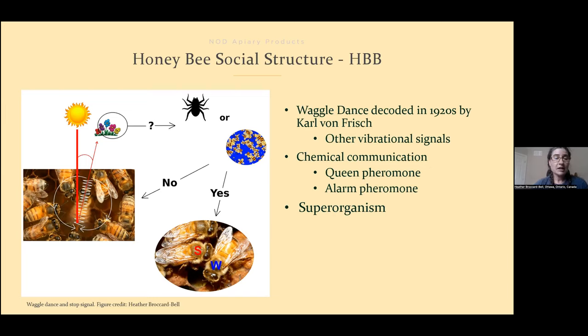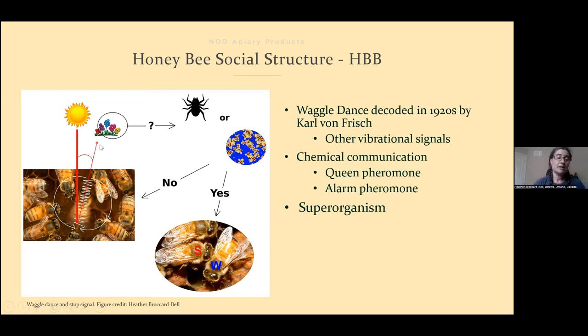And what this actually does is it communicates to the other members of the hive where a good food resource is. So where a good patch of flowers with lots of nectar and/or lots of pollen are. It can indicate other kinds of resources. David mentioned swarming before. So when honeybees are looking for a new home, they also use the waggle dance to tell each other where these potential new homes can be. So that's what Carl von Frisch figured out, the waggle dance.